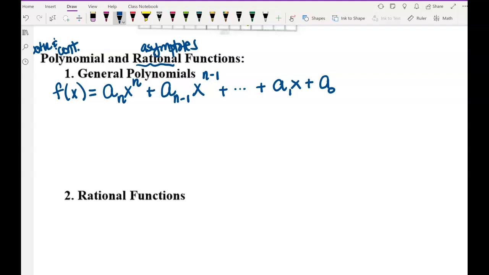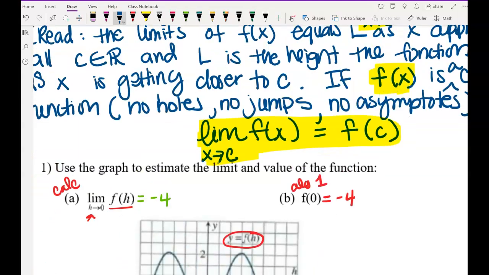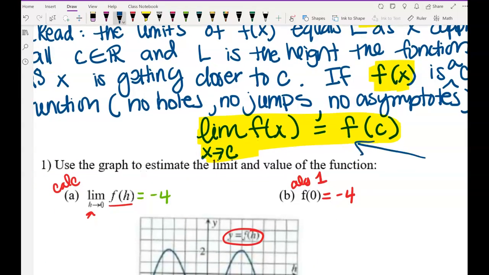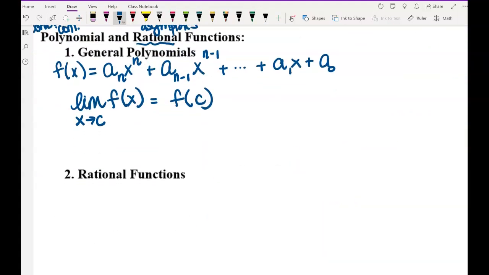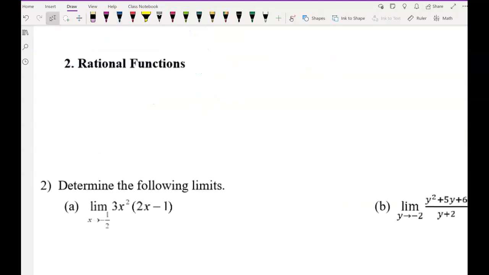Now, because polynomials are smooth and continuous, to find the limit, students, as x approaches whatever c value we want of our function f of x, it's like finding an algebra 1 value. All we have to do is plug in c for the f function. Because again, based on our definition, if the function is continuous, then it's like algebra 1 when we're looking for the limit.